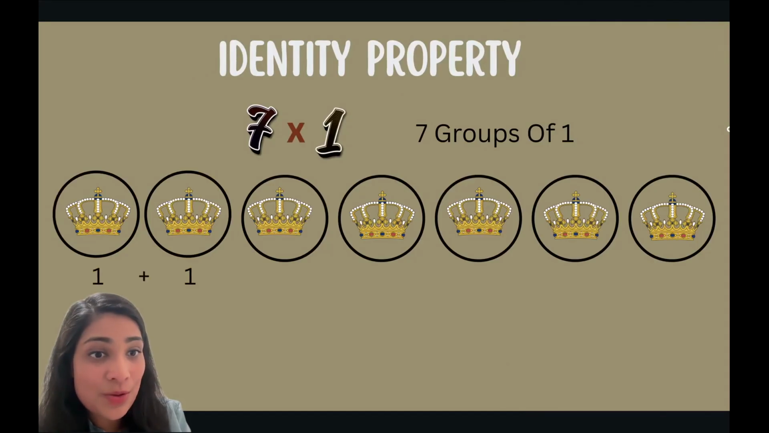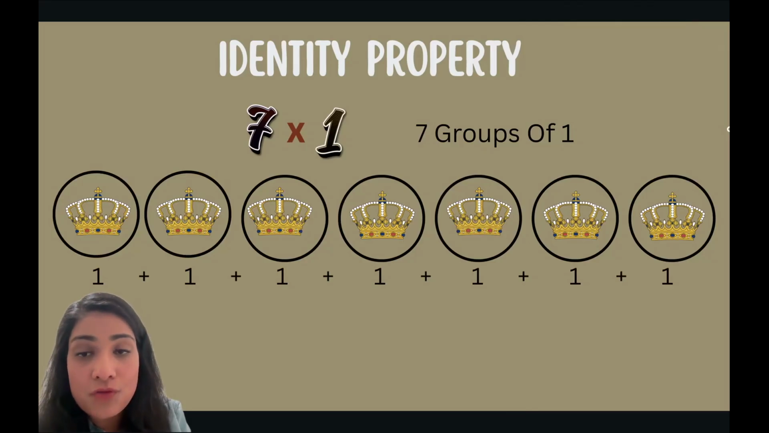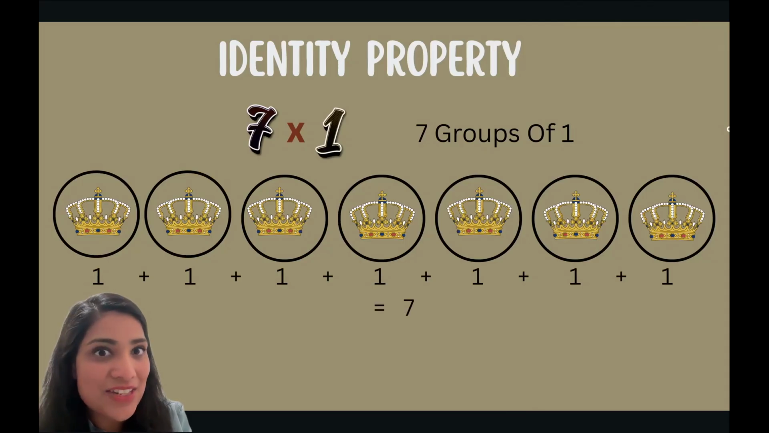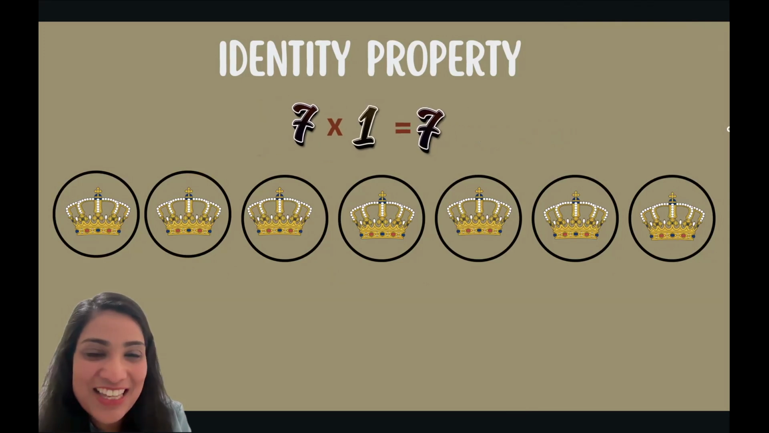Let's count. 1 plus 1 plus 1 plus 1 plus 1. So repeated addition. Ready? 1 plus 1 is 2. 2 plus 1, 3. 3 plus 1, 4. 4 plus 1, 5. 5 plus 1, 6. 6 plus 1, 7. There are total 7 crowns. So 7 times 1 is 7.